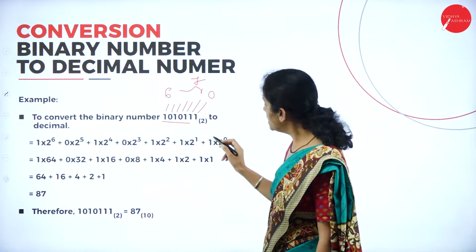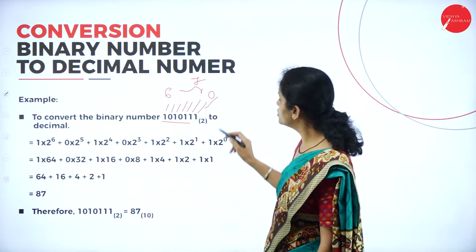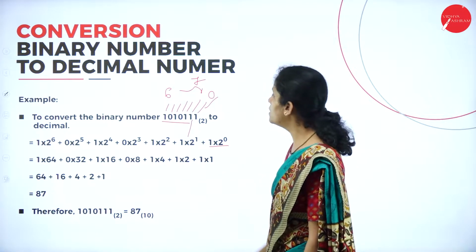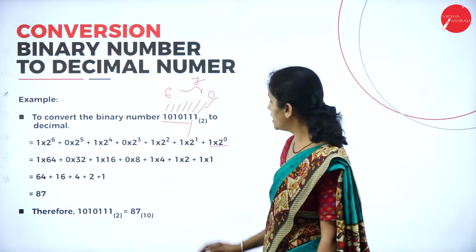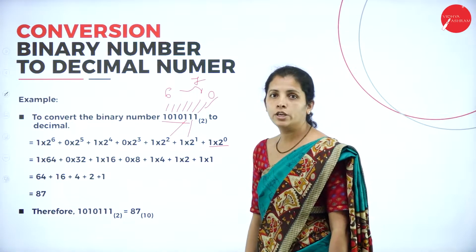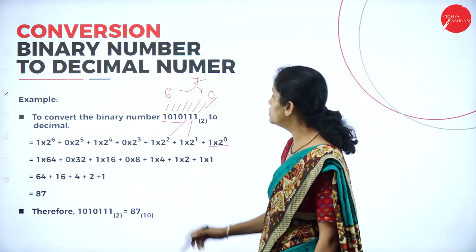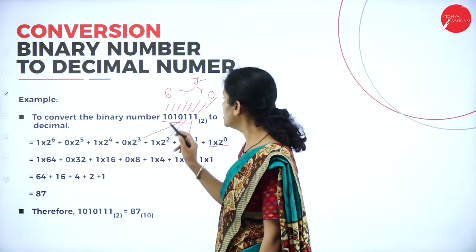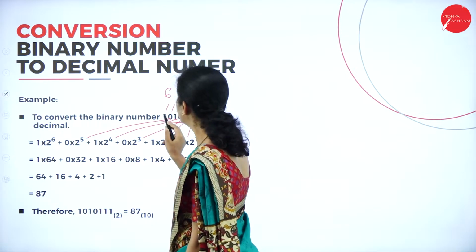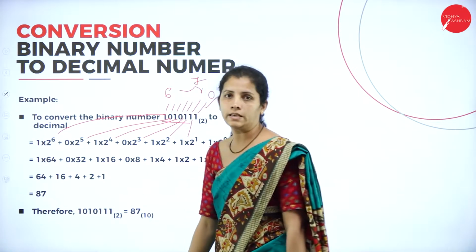So 1 is present at the 0th position. So 2 to the power 0. If I consider this one, it is present at location 1. So 2 to the power 1. This one is present at location 2. So 2 to the power 2. And here 2 to the power 3. Here 2 to the power 4. It is 2 to the power 5. And here 2 to the power 6.